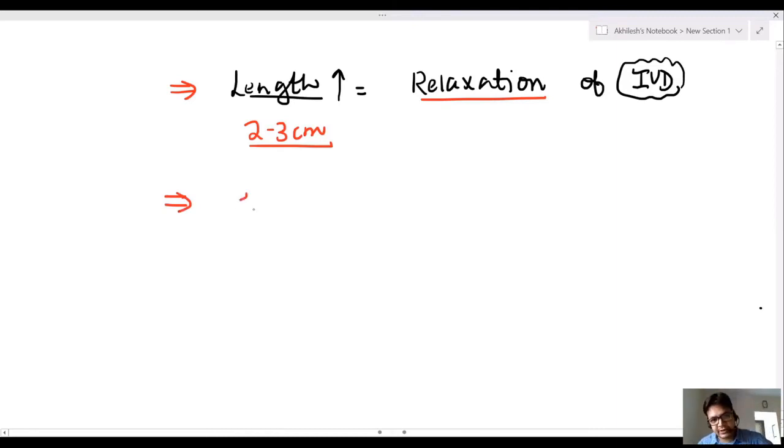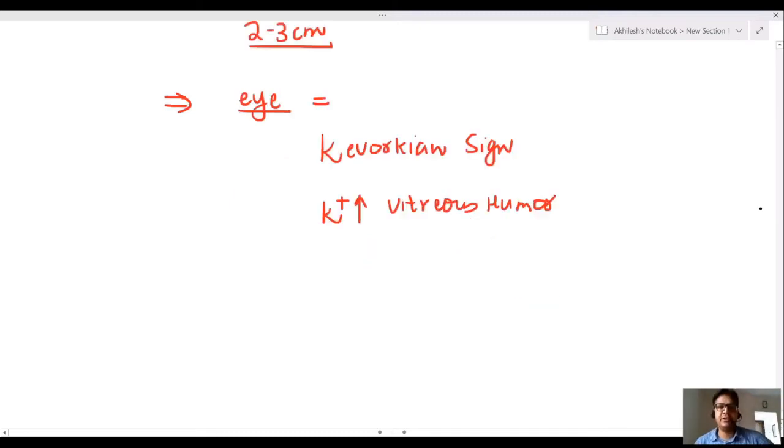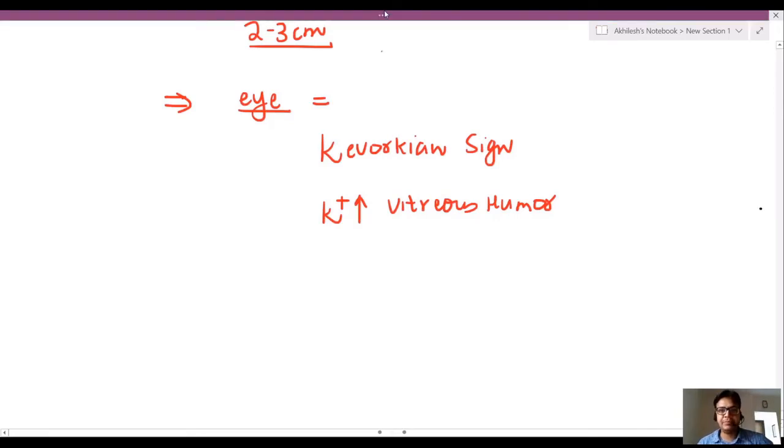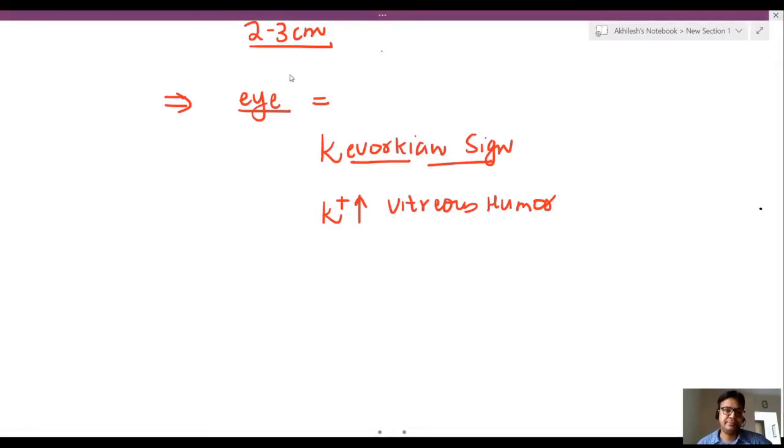Third, we have eye changes. What are the changes in the eye? Just remember K. What is the first K? Kevorkian sign and potassium increases in vitreous humor. First is the Kevorkian sign. This is the first eye change. What is the Kevorkian sign? This question comes in the exam. Kevorkian sign: retinal vessels fragmentation.